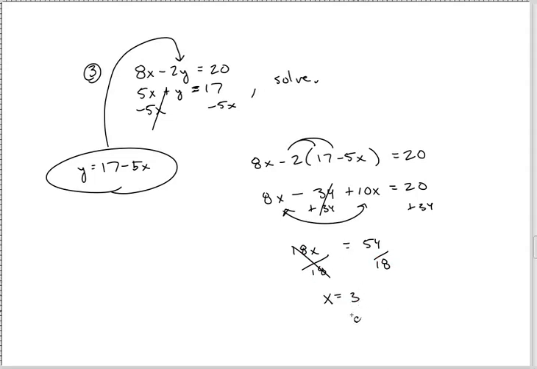Now we have x. We also have a formula for y, so I should be able to plug that in. 17 minus 5 times the 3. 17 minus 15 is 2.